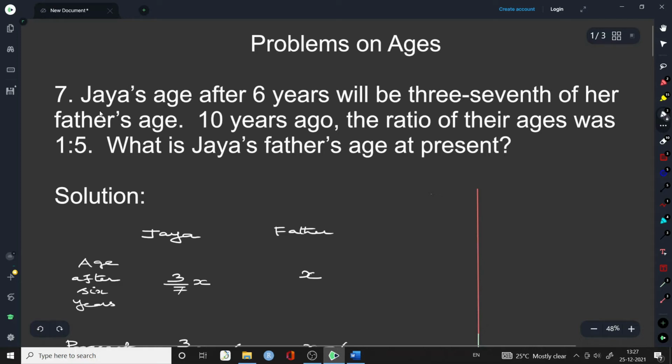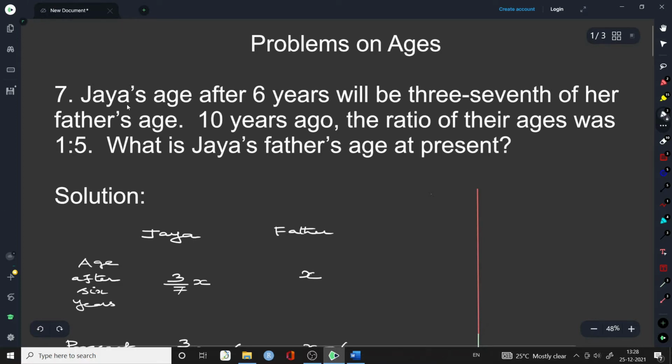The question is: Jaya's age after 6 years will be 3/7 of her father's age. 10 years ago, the ratio of their ages was 1:5. What is Jaya's father's age at present?